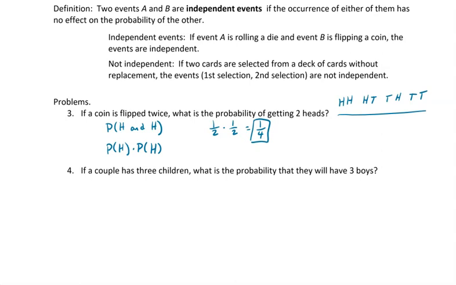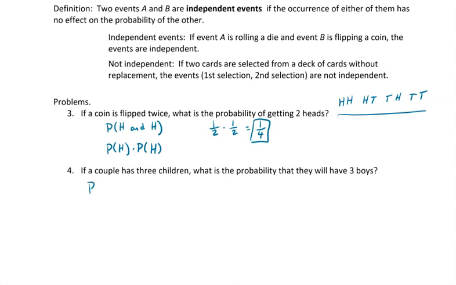Alright, if a couple has 3 children, what is the probability that they will have 3 boys? So keep in mind, for this one, we're going to assume that the probability is 50-50 to get a boy or a girl, just to make this problem a little bit easier.